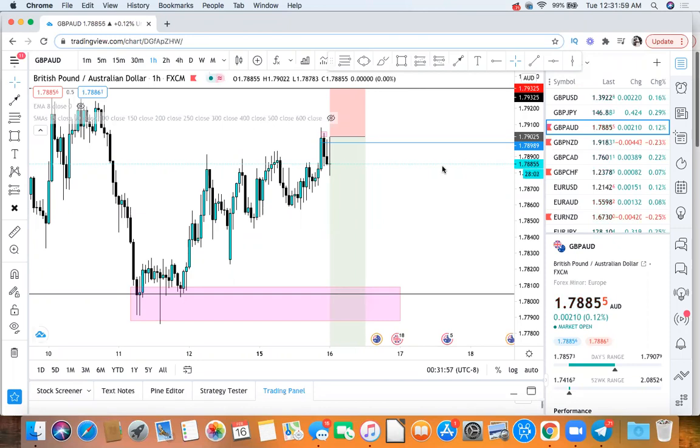I'm going to be looking today at two major pairs, the first one being GBPAUD and GBPNZD. On GBPAUD, I'm going to be looking to get in for potential buy opportunities, and as you can see, I already got in for some short opportunities. So let me just go ahead and explain this real quick.